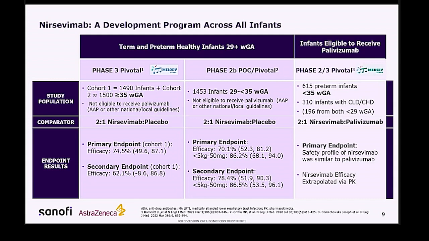It is important to note that, as I mentioned earlier, in the phase 2b studies, all subjects were given nirsevimab 50 milligrams regardless of their weight. When analyzing the pharmacokinetics along with the efficacy results, it was clear that those over 5 kilograms needed a higher dose, and this is what was taken into the Melody study, where those above 5 kilograms received 100 milligrams. So that explains the data that you can see there.